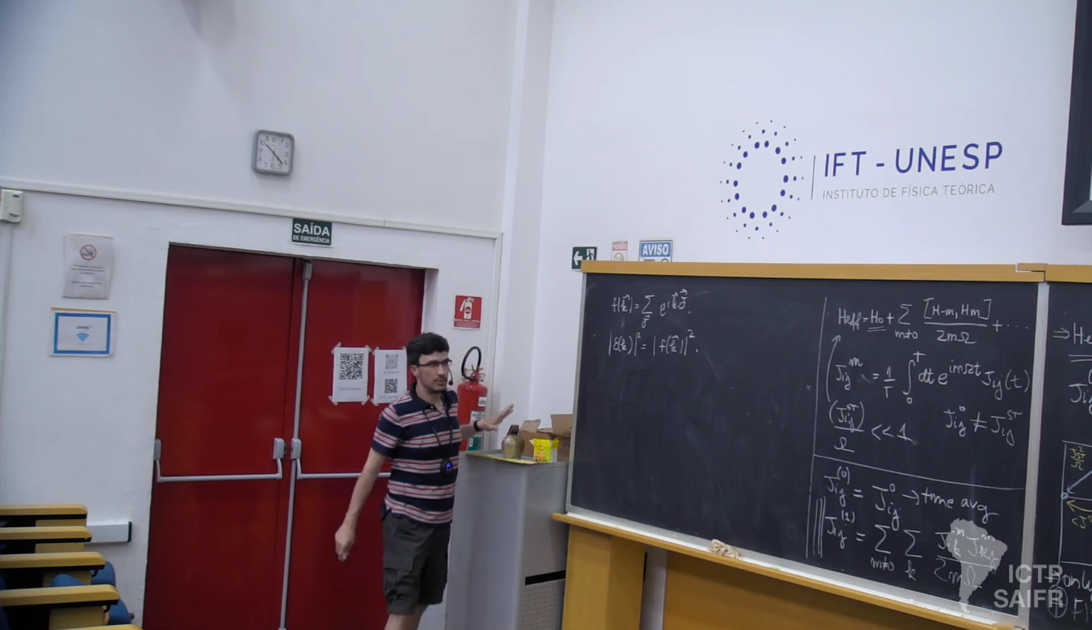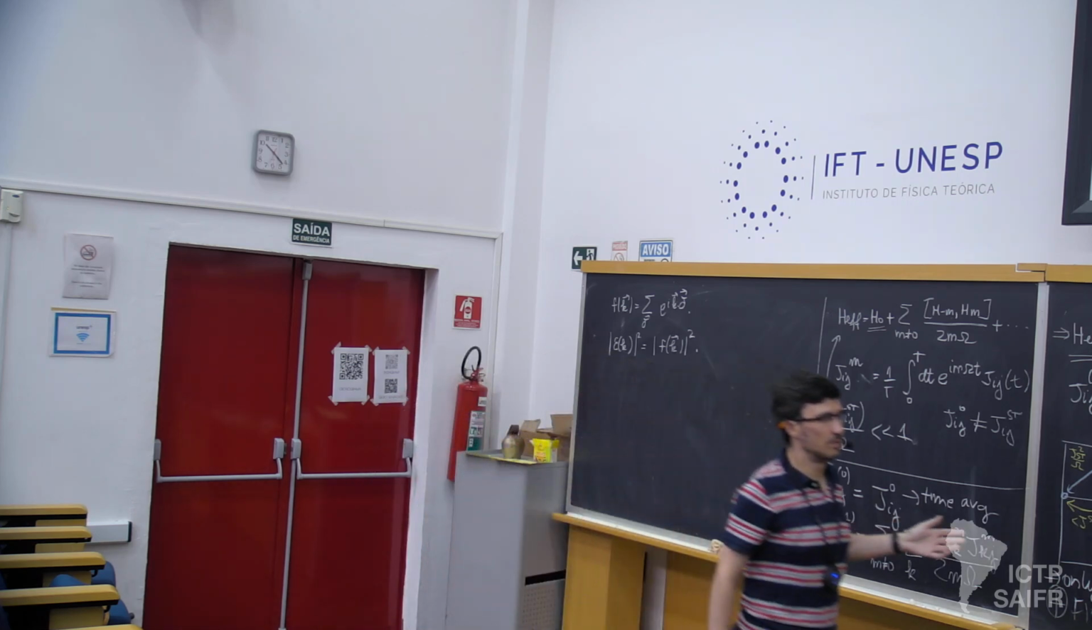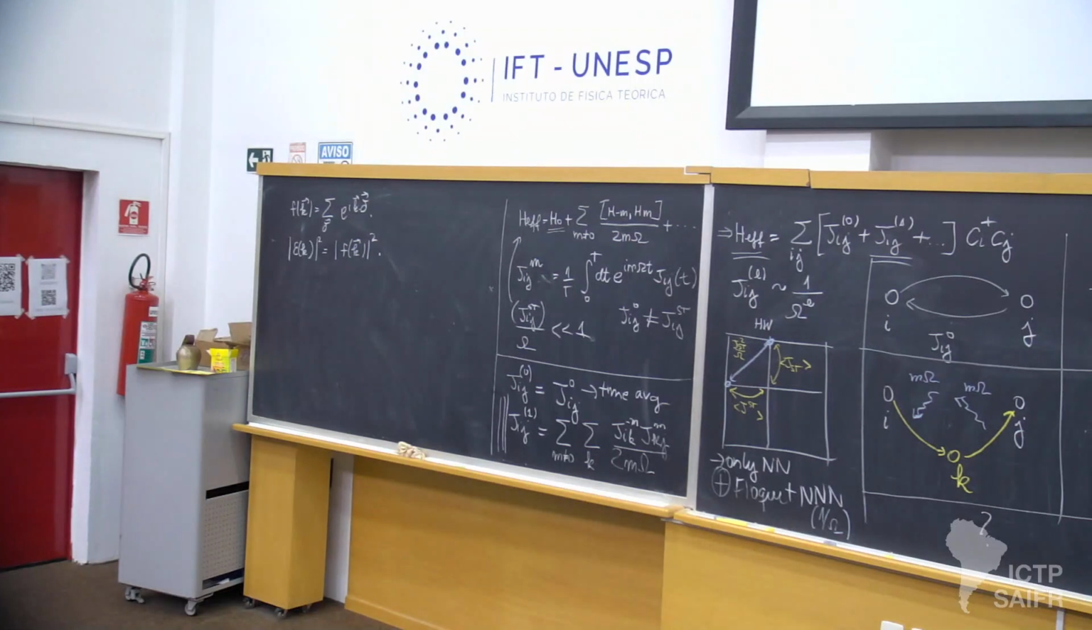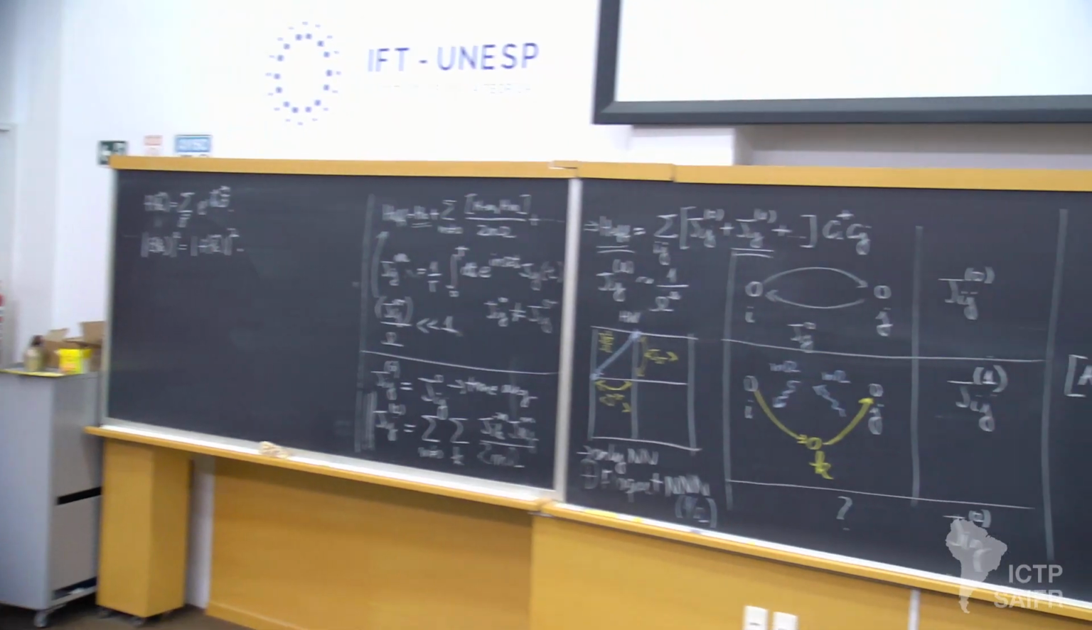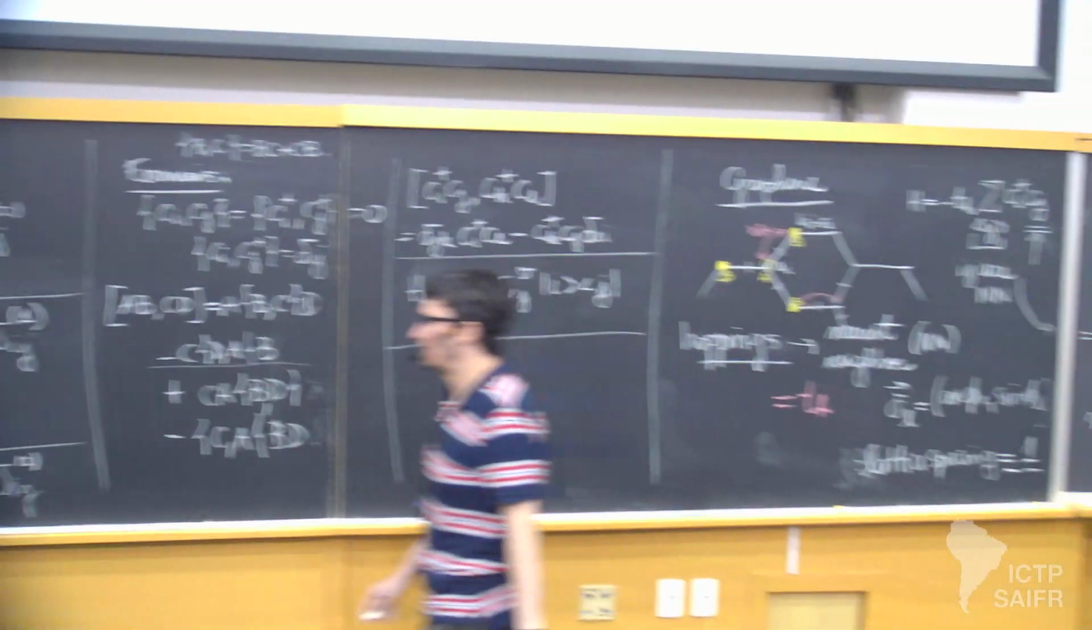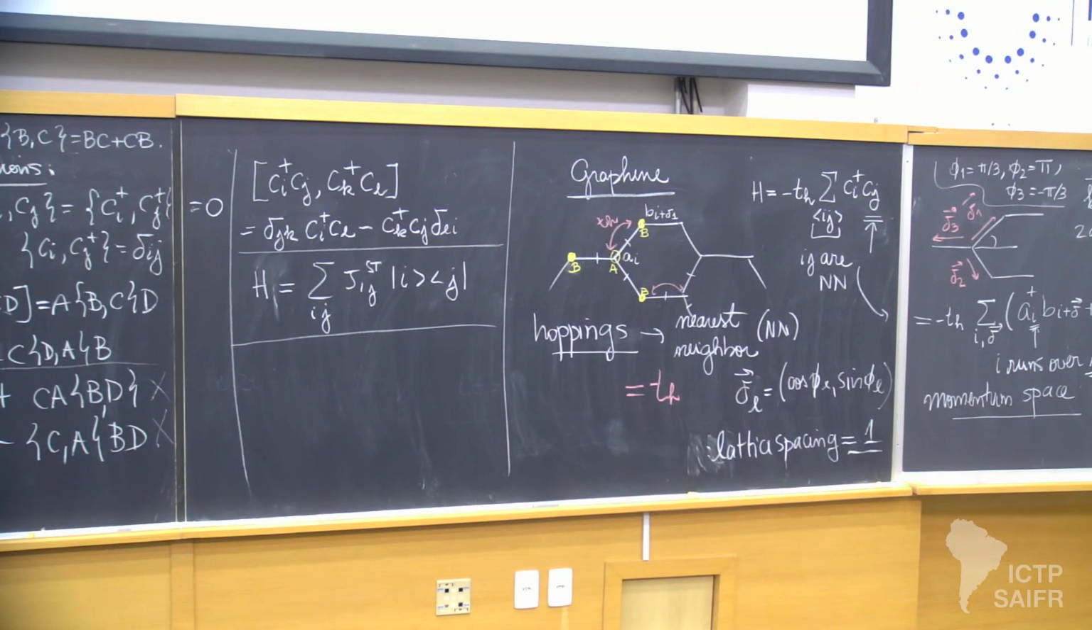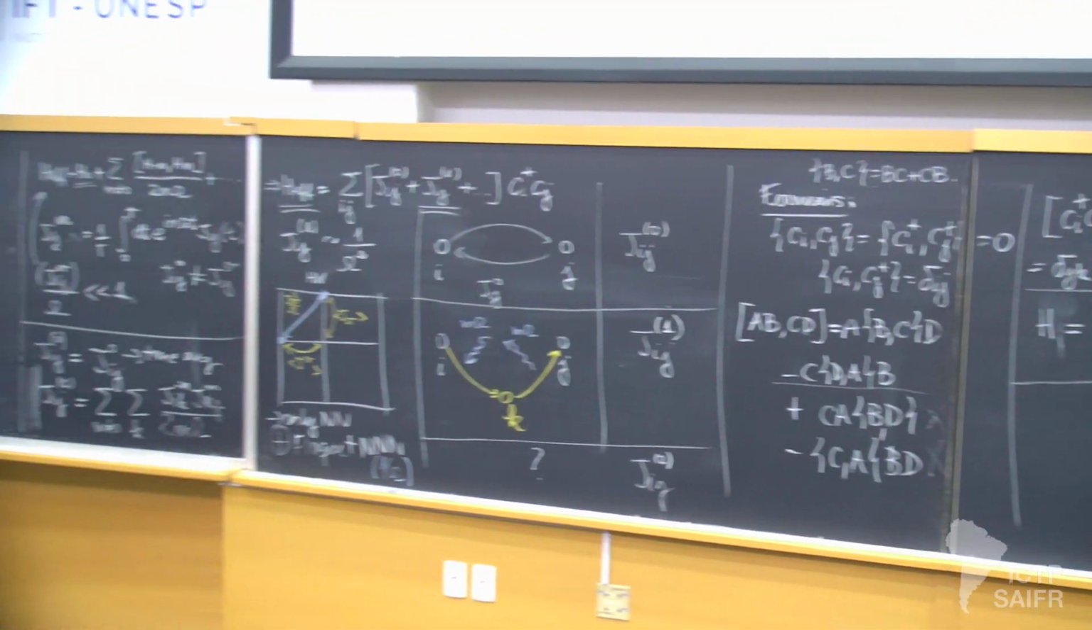So far, this procedure would work for any tight binding model. So if I give you another lattice, what you do is you go there, you write these A and B operators, you go to momentum space. So far, so good. What is interesting about graphene is that there are two special points that I will tell you which are these points.